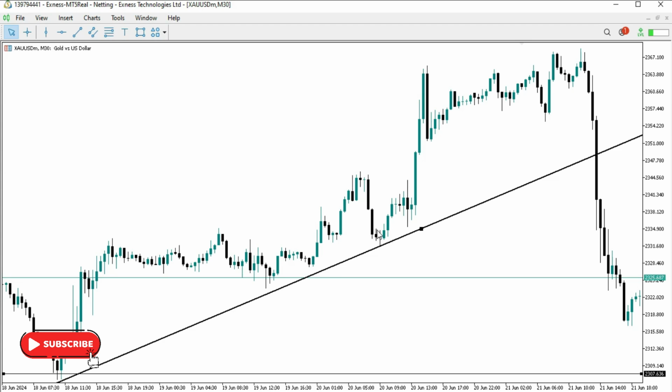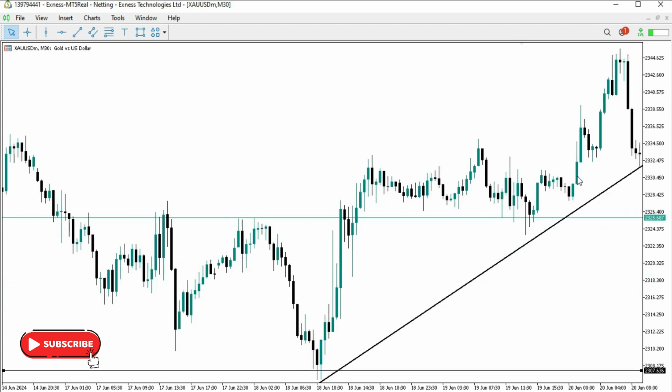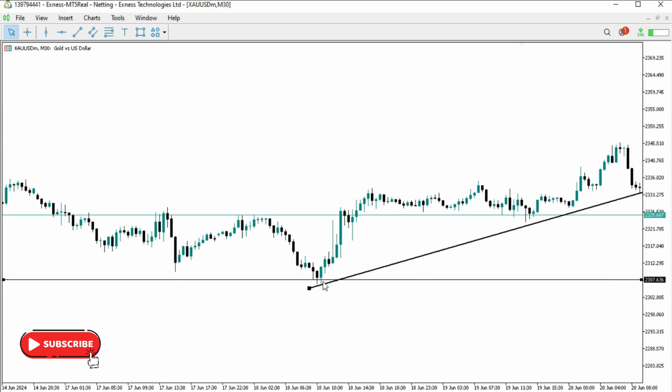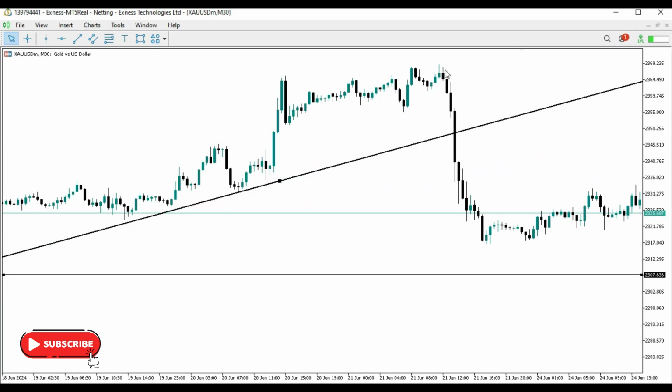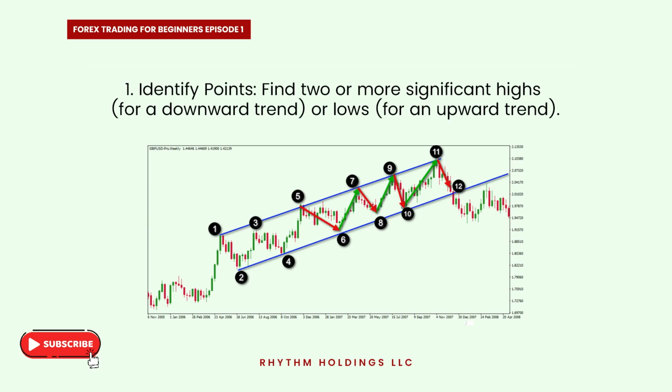So when it got here, there was a good reaction here because it touched. Look at the reaction it gave. Let's move back again and let's see. Here too, a good reaction, and then the trend line was broken here. So always know where the points are so that you can join them together for you to get a good trade.